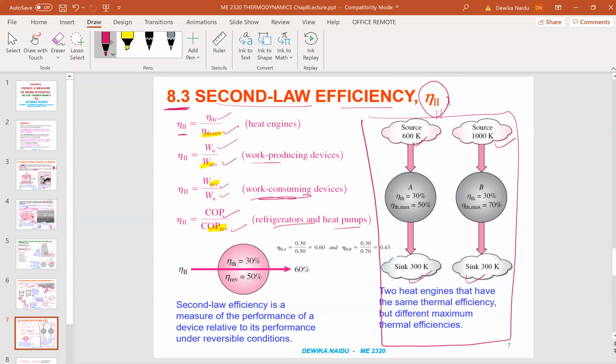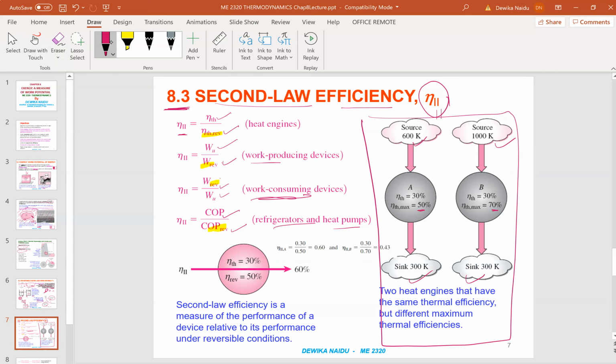When we take a look at the engines in light of the second law of thermodynamics, however, we see a totally different picture. These engines at best can perform as reversible engines, whose efficiencies would be 50% and 70%.